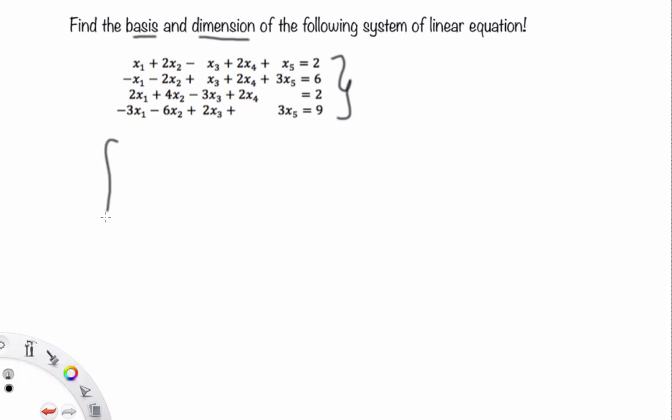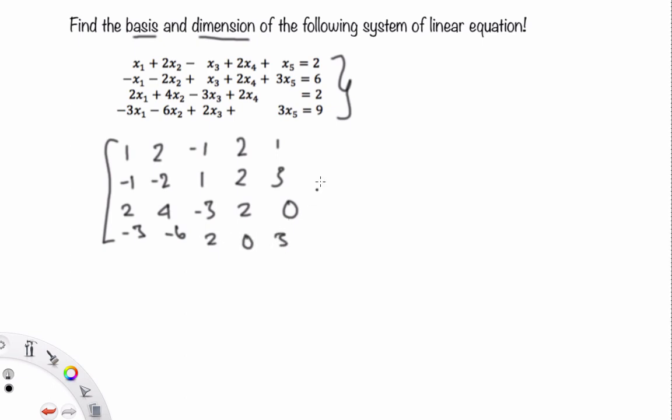Okay, if you write the augmented matrix, you can write here 1, 2, minus 1, 2, and 1. Here minus 1, minus 2, 1, 2, and 3, 2, 4, minus 3, 2, 0, and minus 3, minus 6, 2, 0, 3. Then for the augmented matrix, we have to input these numbers, which are 2, 6, 2, 9.